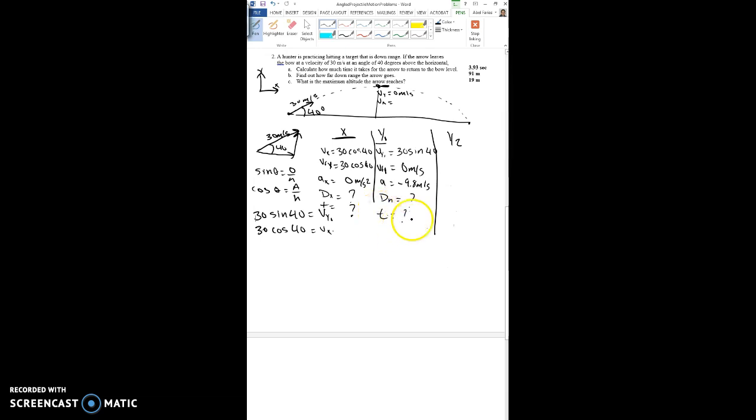Good. Now when we go to y2, let's write our knowns and unknowns for that. What is our initial velocity in y2? That is 0 meters per second.